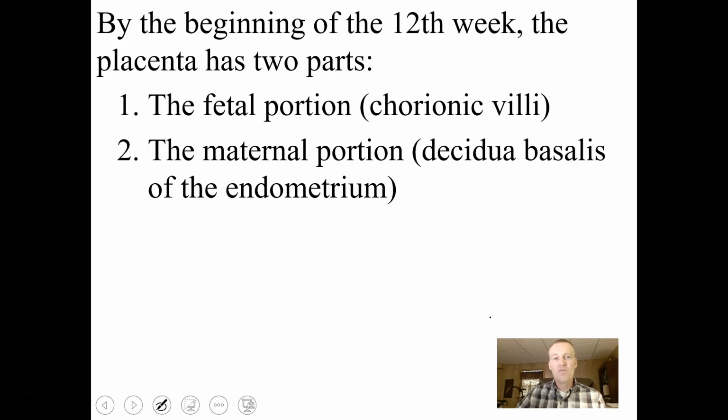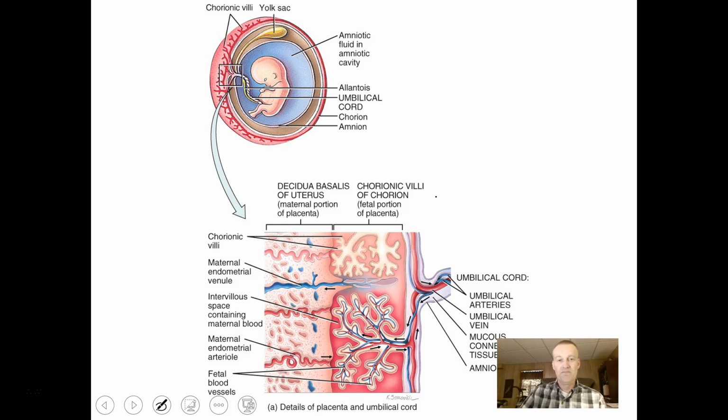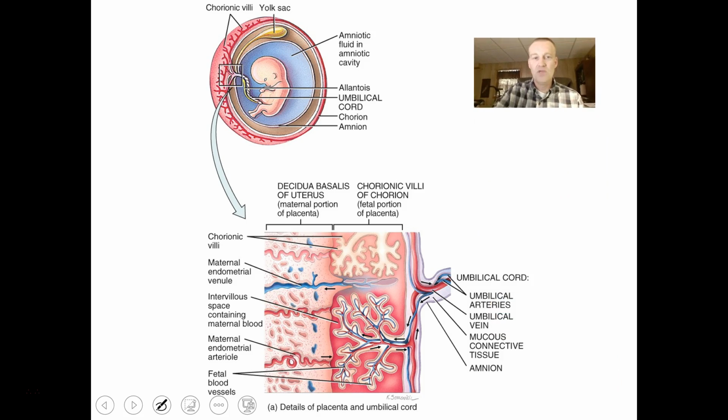So by the beginning of the 12th week, the placenta has two parts. It has the chorionic villi, the fetal portion, and then it has the maternal portion made of the decidua basalis of the endometrium. This is kind of what it looks like. Here you can see a little bit more advanced baby forming. You can see the umbilical cord, and you can see the little chorionic villi that are making up the fetal portion of the placenta.